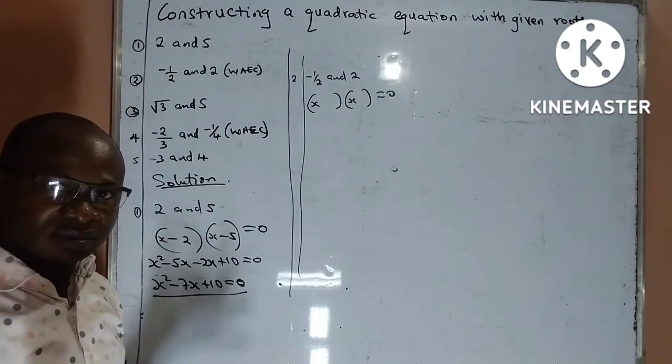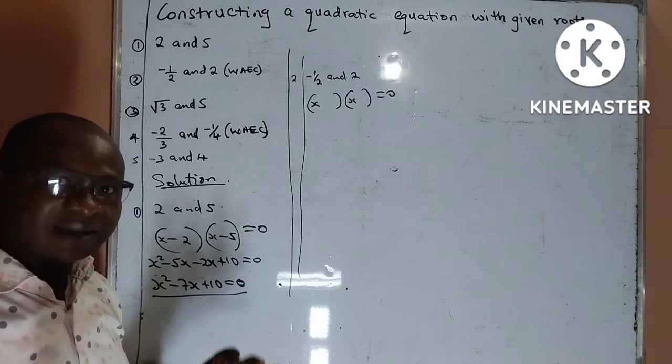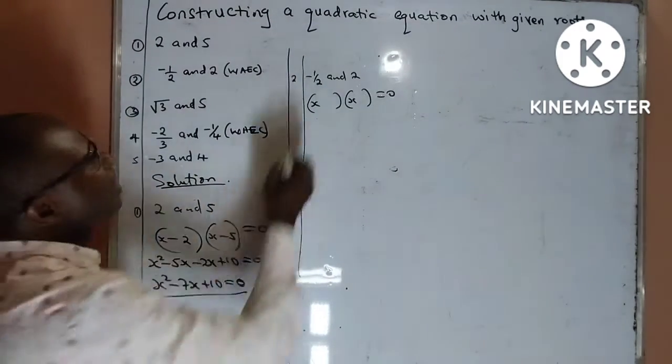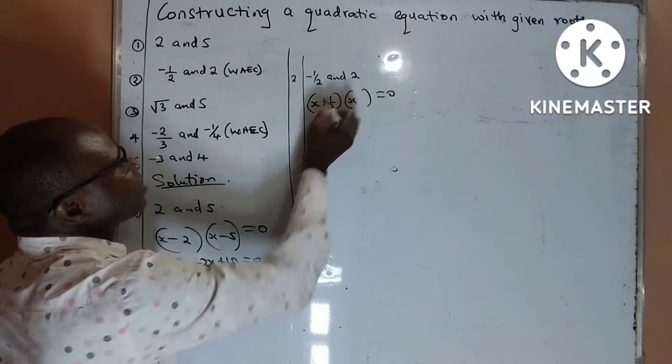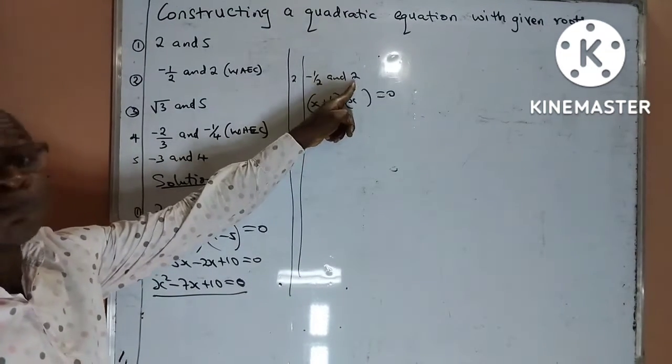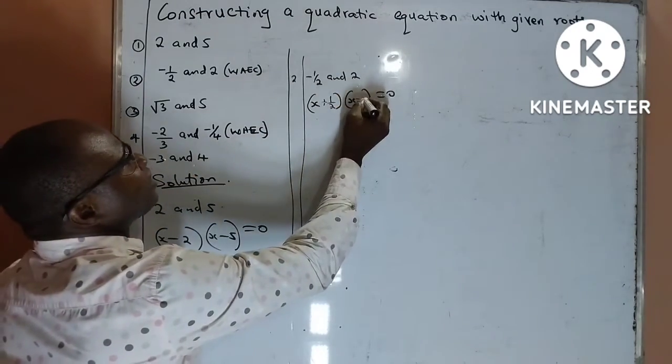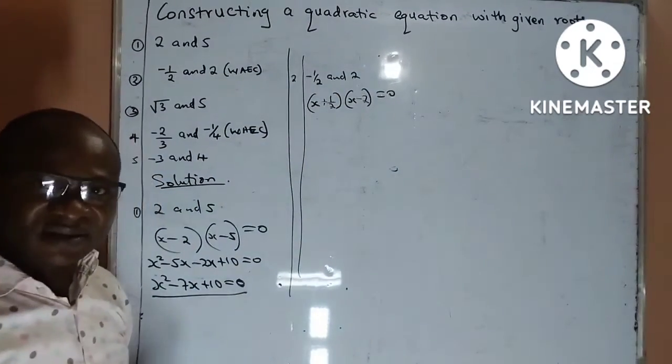I now watch the signs attached to the roots. Here is negative 1 over 2. I will change it to positive 1 over 2. Here is positive 2. I will make it minus 2. I will open the brackets.